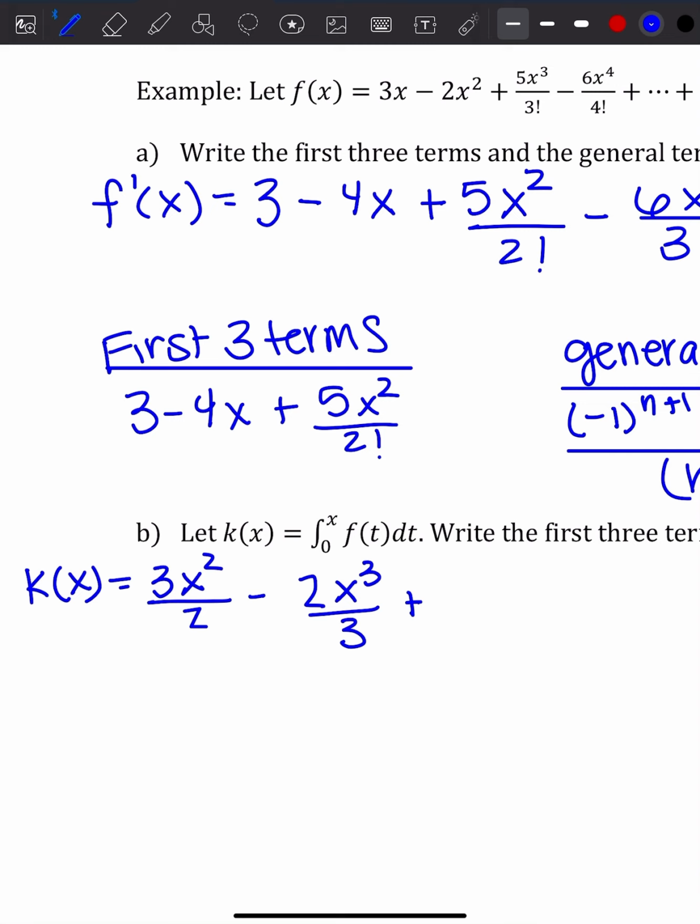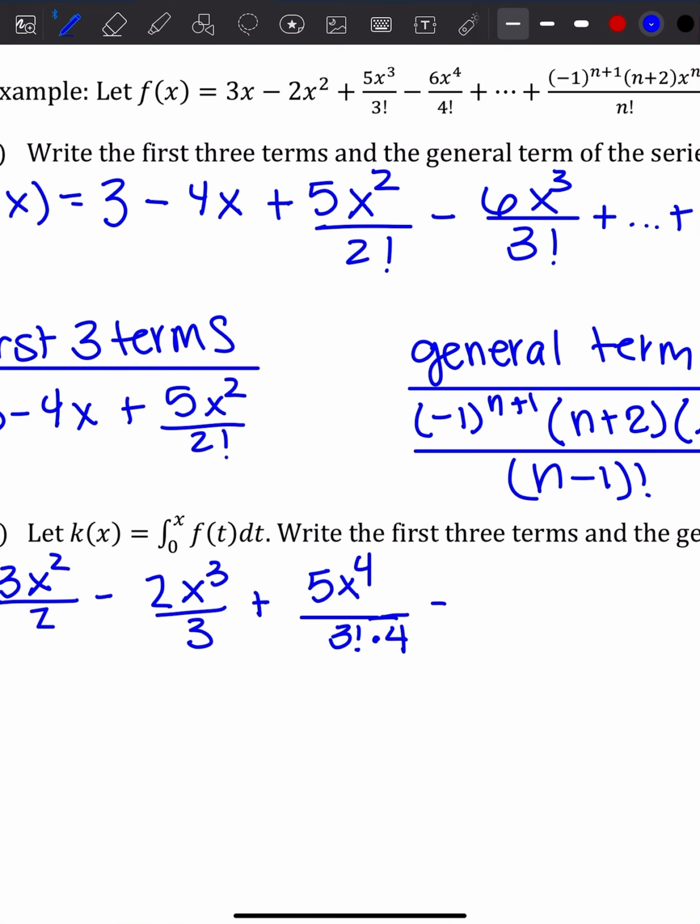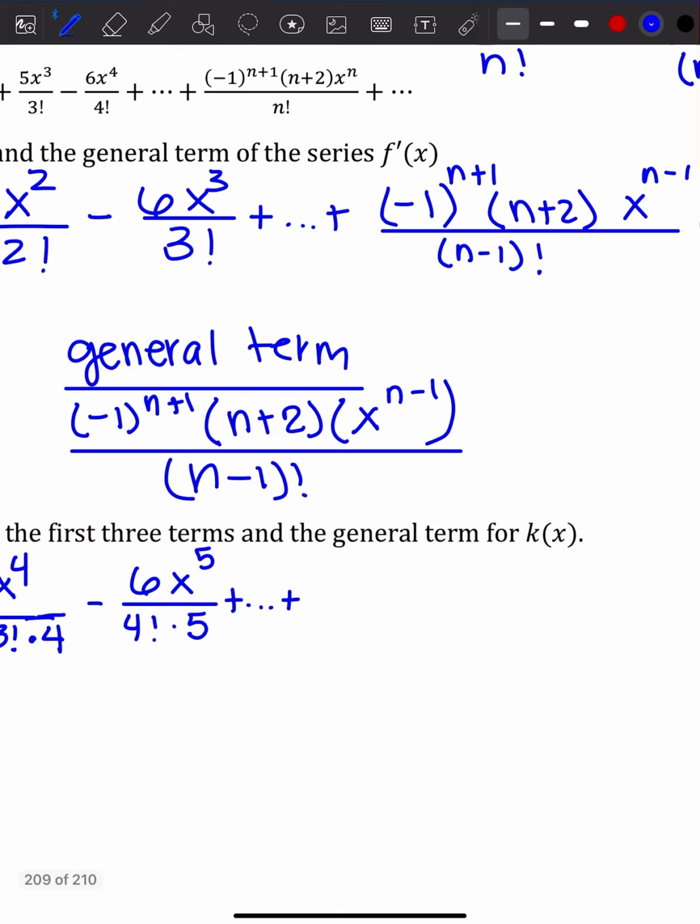Plus. We have 5x cubed, so we have 5x to the 4th divided by. Okay, so we have 3 factorial already there, and we are dividing it by 4. So we're going to be multiplying 3 factorial and 4 together. Minus 6x to the 5th divided by 4 factorial, and we're dividing by 5. And that's going to go on until we get to this here.